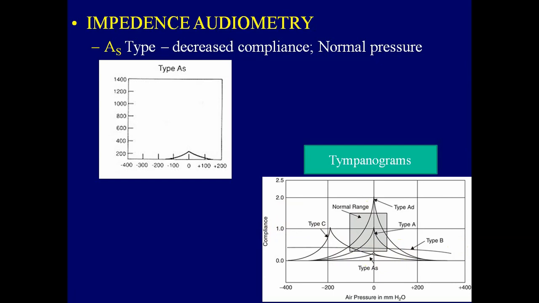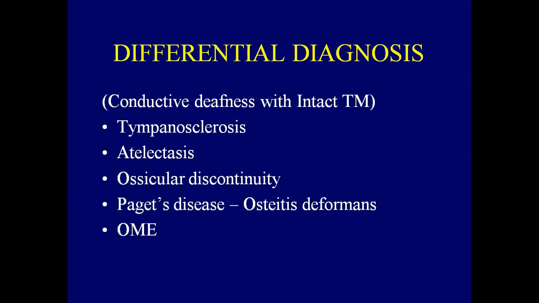So these two, if you find an audiometry with conductive hearing loss with a dip at 2 kilohertz and the tympanogram showing decreased compliance with normal middle ear pressure, then you are almost certain that the patient has otosclerosis. But we have some differential diagnosis for this: the differential diagnosis for conductive deafness with intact tympanic membrane.